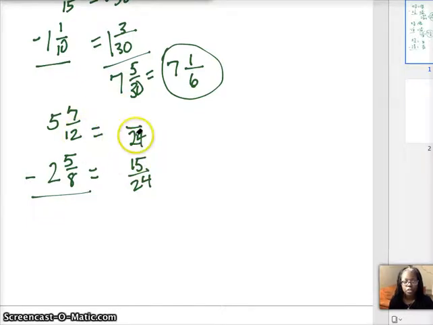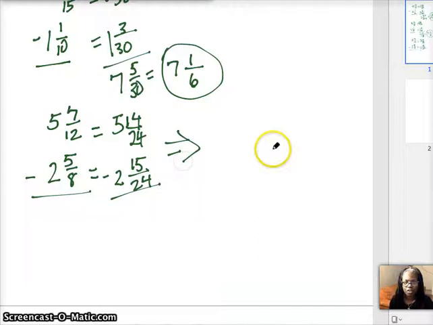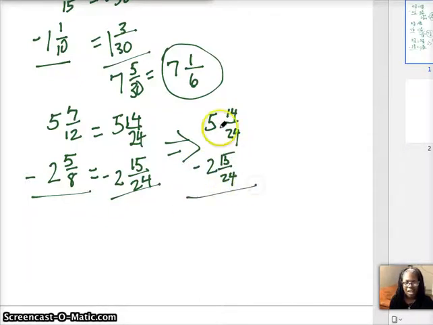So 12 goes into 24 2 times. 2 times 7 is 14. And then we have this 5 and 2. Now the problem here is that I can't subtract 15 from 14. So I have to do some interesting stuff. I'm going to come over here and write this a little bit neater because I think this is looking sloppy. So 5 and 14 over 24. From that, I cannot easily take away 15 over 24. So I have some choices.